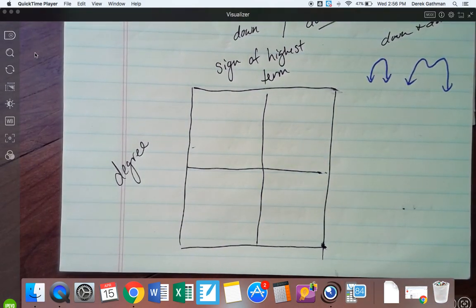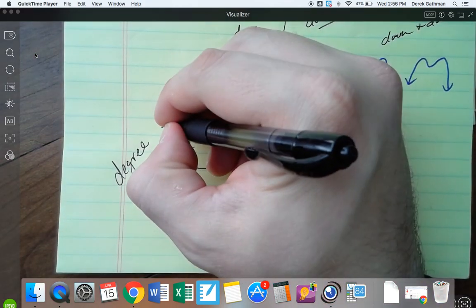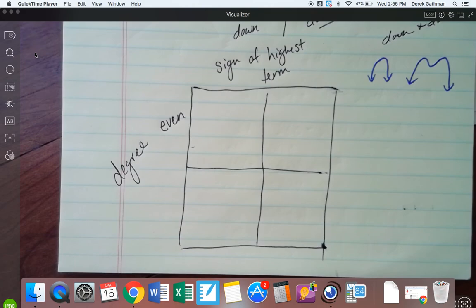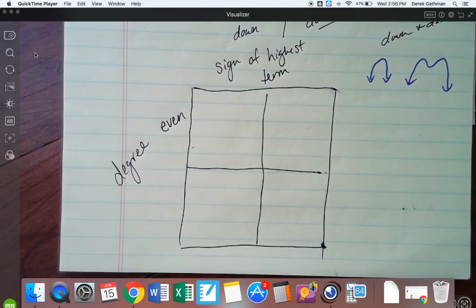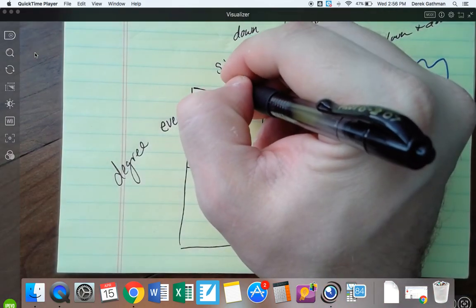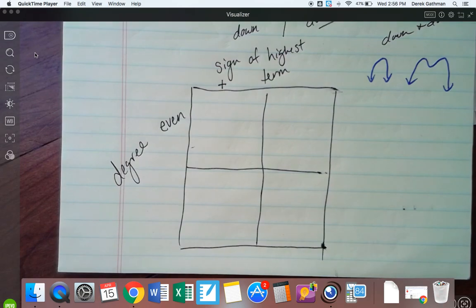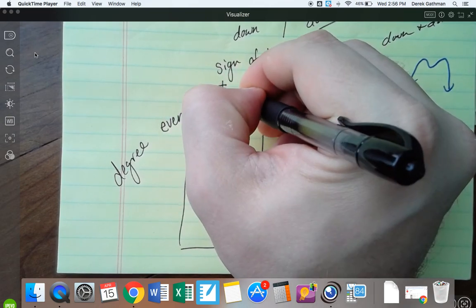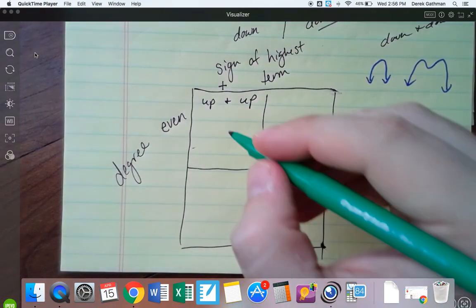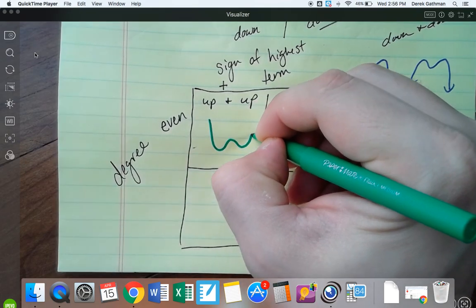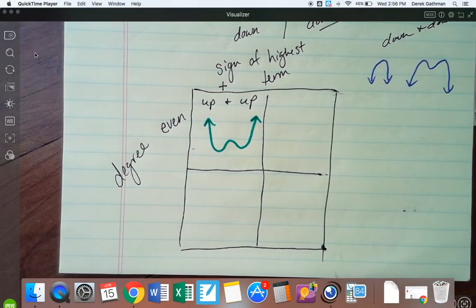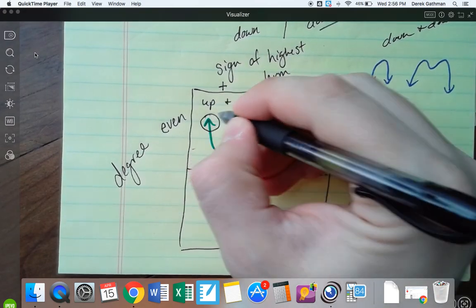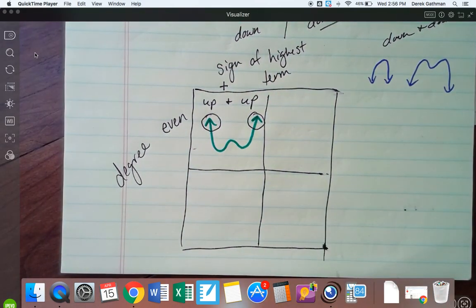Okay. So first thing I'm going to look at is the degree. Is it an even degree? If it is an even degree, your ends are going to do the same thing. They're either going to be both up or both down. If the sign of the opening term is positive, then I will have up and up. And don't worry about all the different shapes. We are only concerned about the ends of our graph. They're both going up. That is what our end behavior is really telling us.